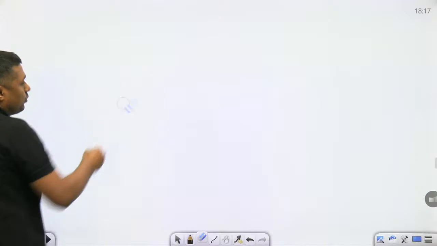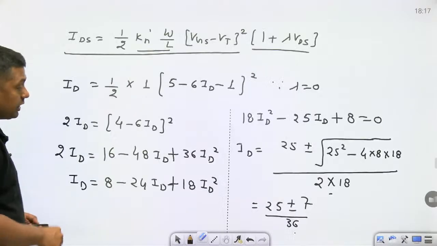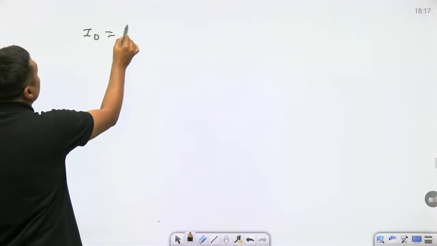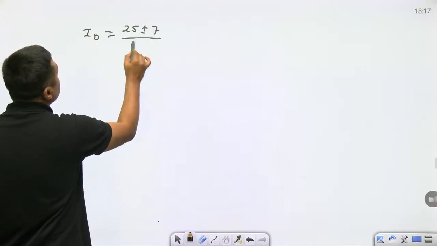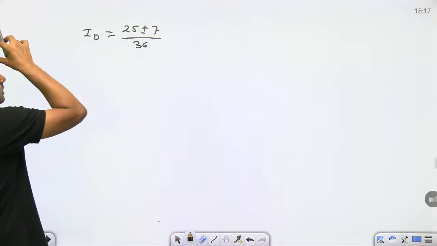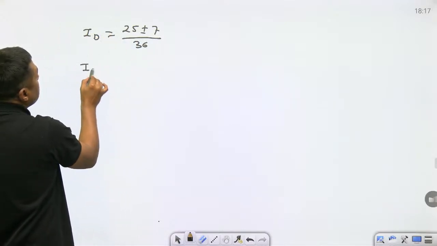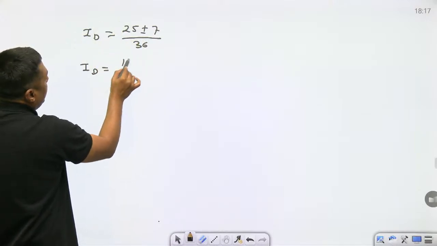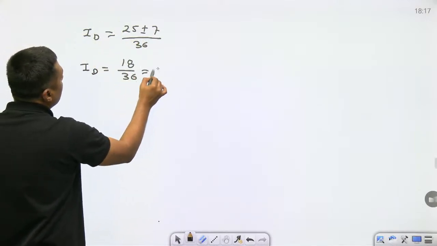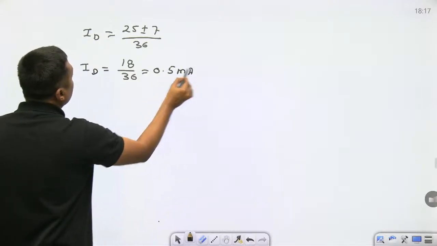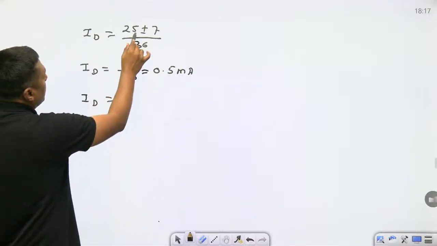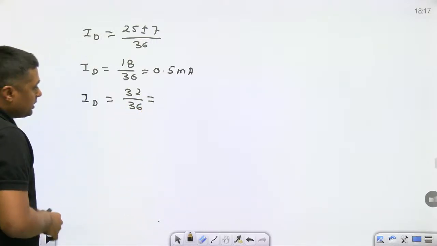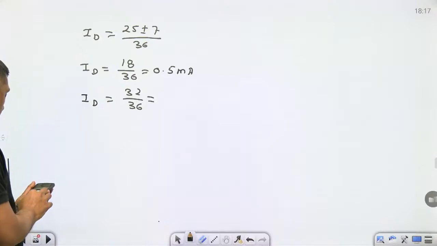So normally we are making silly mistakes. When we are solving a question, we can avoid this type of silly mistake. Now you have the value of ID: 25 plus minus 7 upon 36. If I am taking the minus, it will become 25 minus 7, that is 18 by 36. You will get 0.5 milliampere. If you are choosing the plus, it will become 32 divided by 36. So 32 divided by 36 is 8 by 9.